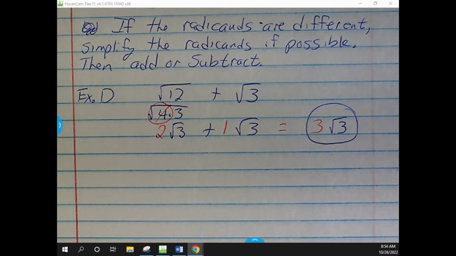Okay, so radicands are different, obviously. Break them down until you get them the same, and then once they're the same, then you combine, add, subtract the coefficients that's in front of your radicals. It's the same.